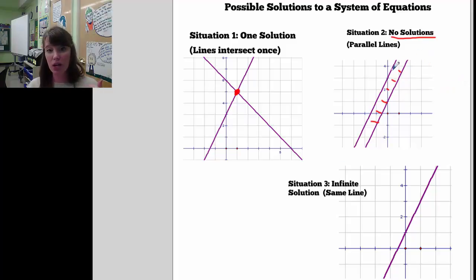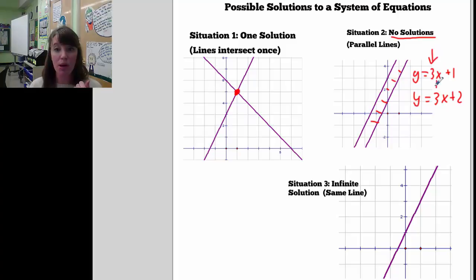Well, that looks like equations that have the same coefficient for x, right? If they have the same slope, like y is equal to 3x plus 1 and y is equal to 3x plus 2, well, they have different y-intercepts, but they have the same slope. That means that they meet the y-axis at different places, but their slope is the same, so they're parallel, and there's going to be no solutions to this system of equations.